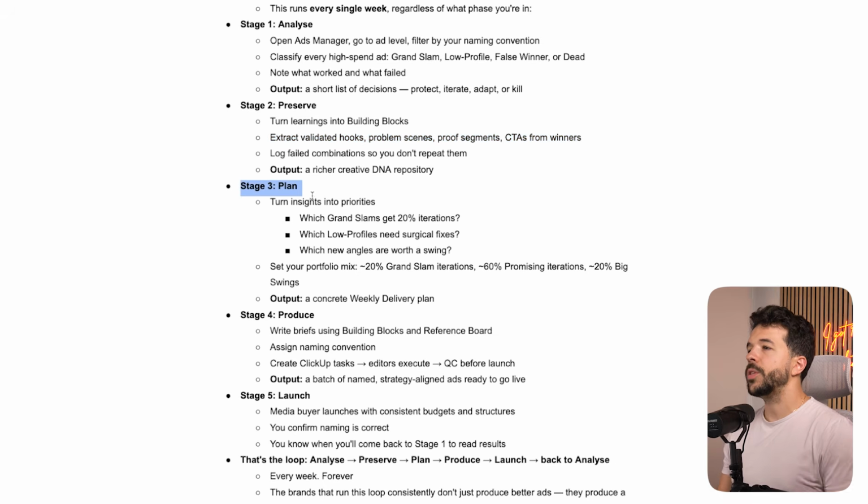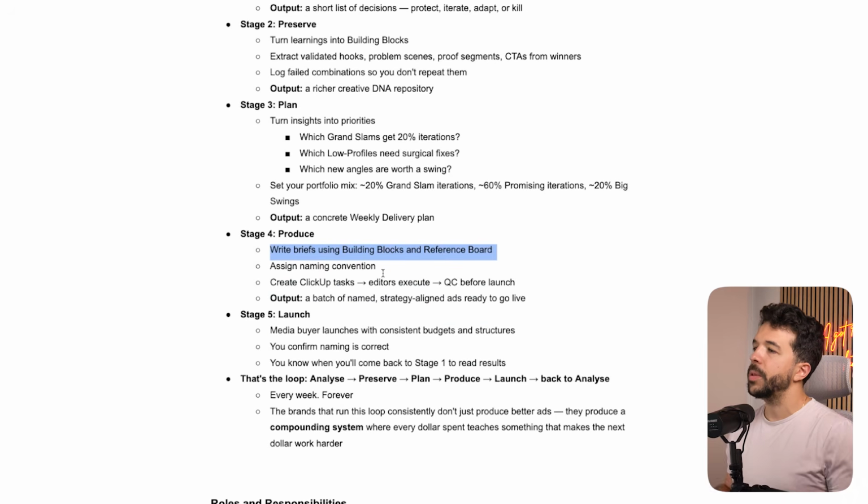Stage 3 is where you plan. So you turn those insights into priorities for the week. You set your portfolio mix and you start producing in stage 4. Stage 4 is where you write the briefs using the building blocks and the reference board. You assign naming convention, you create ClickUp tasks, editor executes, and you want to do a QC before launch. And then stage 5 is where you launch.